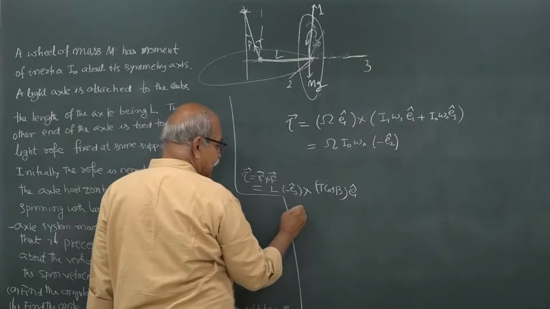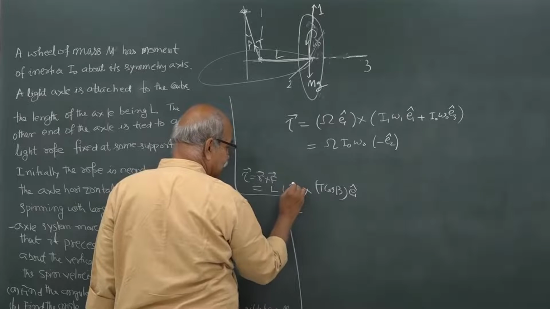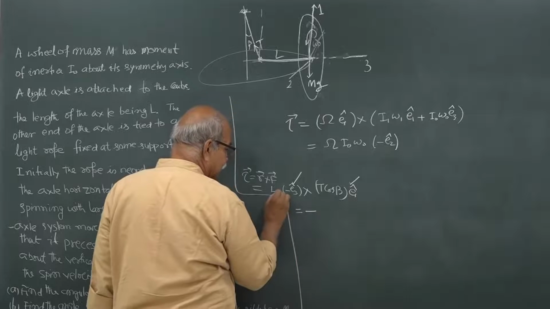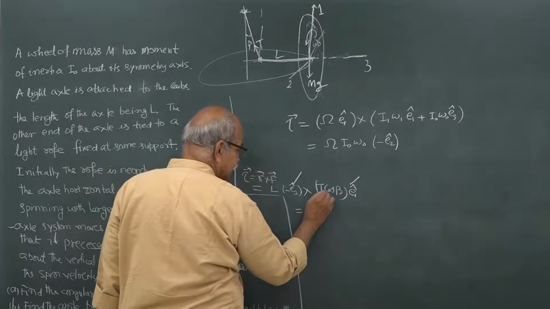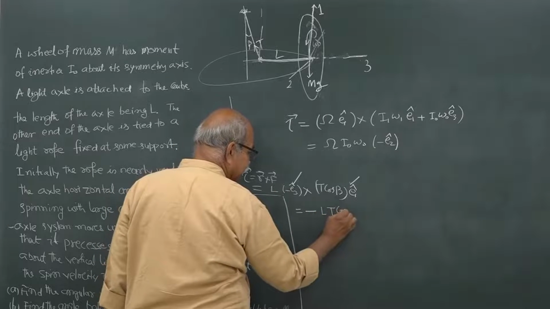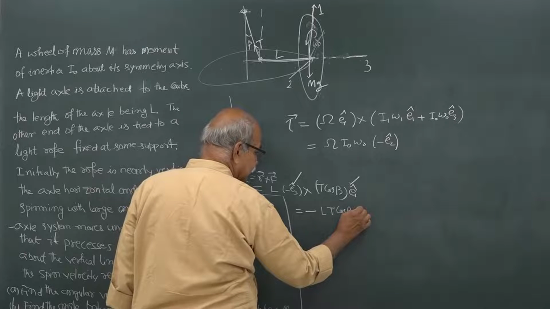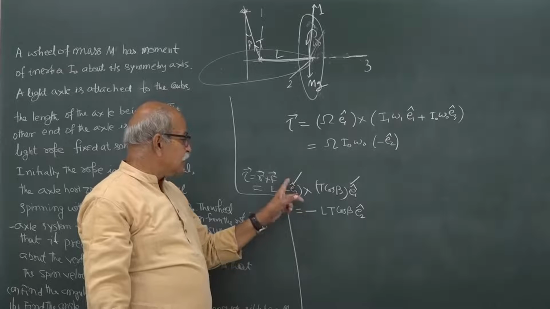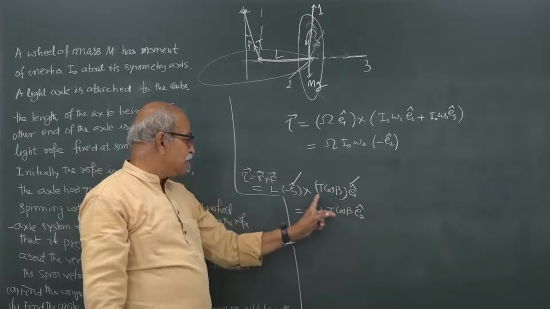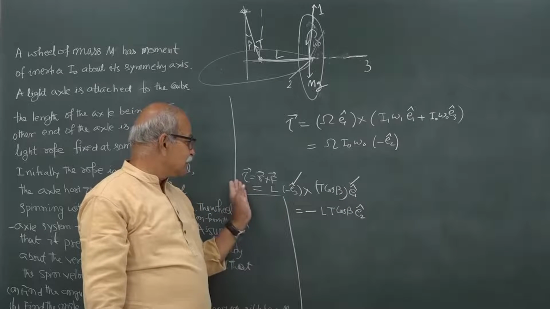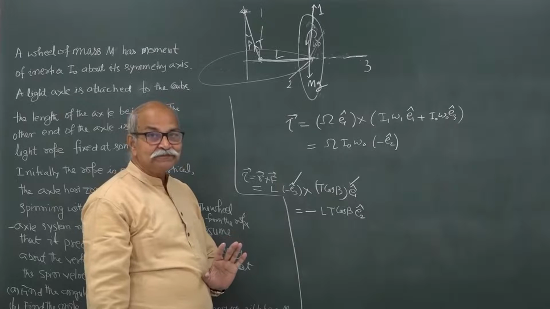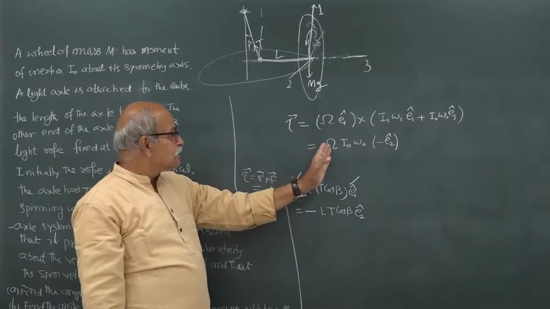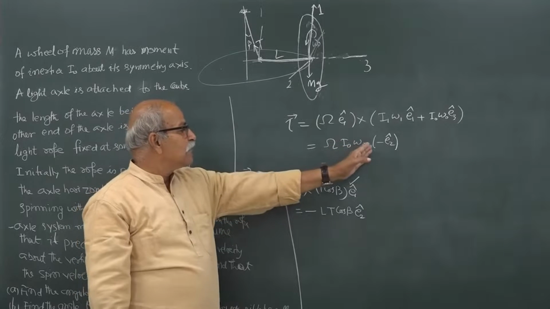It is this, and this is equal to, you see, E 3 cross E 1 is E 2. So, it is minus L here, and then this tension T cos beta here, and then E 2 cap, right. This minus is here, E 3 cap cross E 1 cap is E 2 cap, T cos beta here, this L is here. So, this is the torque, and from this equation torque is capital omega I naught omega naught minus E 2 cap.